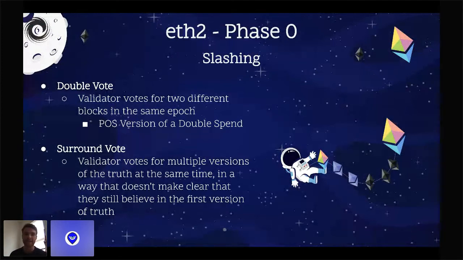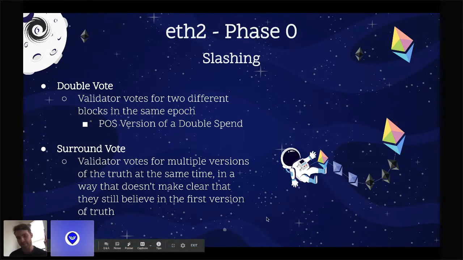Then there's a secondary one tied to it, called the surround vote, which is essentially that instead of just voting for two different blocks, a validator votes for multiple at the same time. It's done in a manner where you don't really understand whether the first version they attested to is something they believe is the truth. The surround vote is something I'm actually learning more about myself, and it's quite interesting because I've never thought of it from that perspective. I just thought it was the double spend.